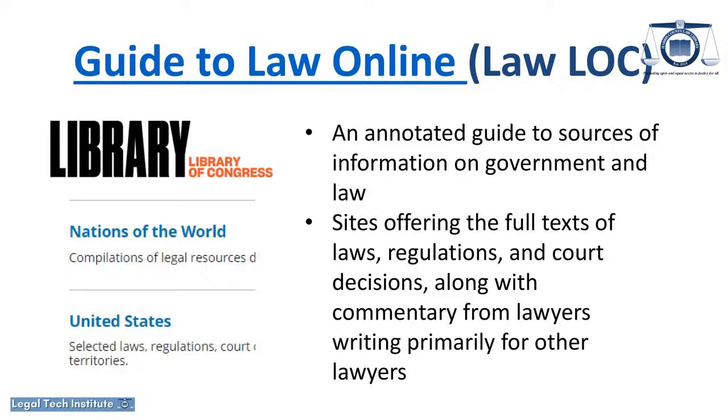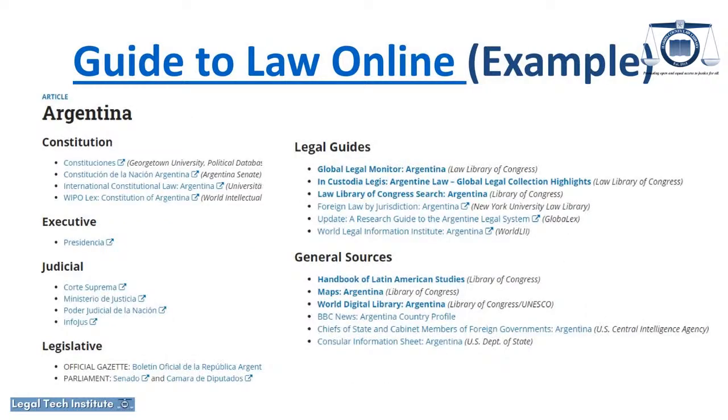And then I mentioned the Law Library of Congress earlier, but there are two good aspects of this database that would be useful if you're searching international law or the nations of the world. That's what the name of the collection is. They have annotated sources of information on government and law from all parts of the world. They have full text laws, regulations, court decisions, and commentary from lawyers who are writing primarily for other lawyers, but it's good insight into the content they offer.